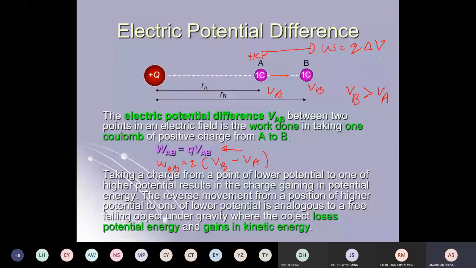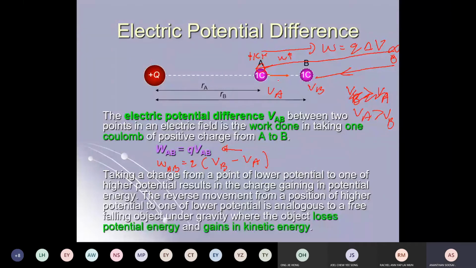Sorry, I made a mistake. Which should be greater? The other way around, right? VA should be greater than VB. Why? The electric potential depends on the work done to bring the charge from infinity to that point. A is further away, so the work done is greater. So VA will be greater. VB will be smaller, less work done because of the shorter distance. So VA is definitely greater than VB.